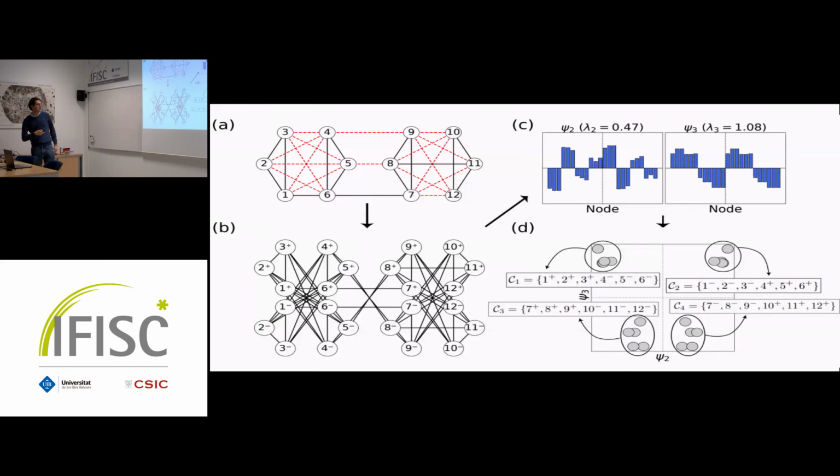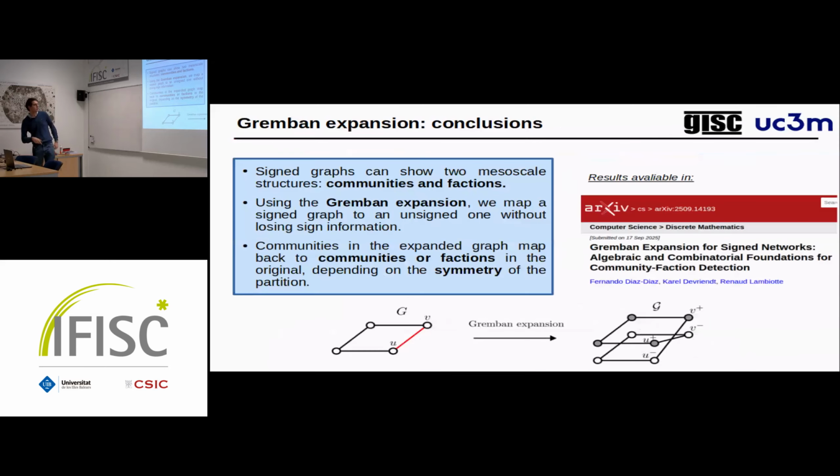So this is a way of separating the two structures. The take-home messages would be, first, that we have two mesoscale structures in signed graphs, communities and factions, and they should not be confused with one another. I think that's already a sufficiently important message.